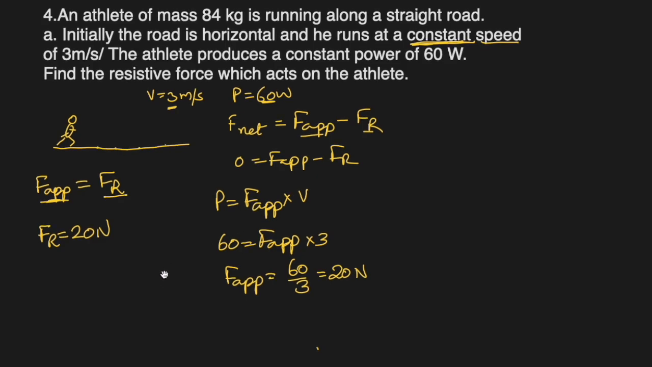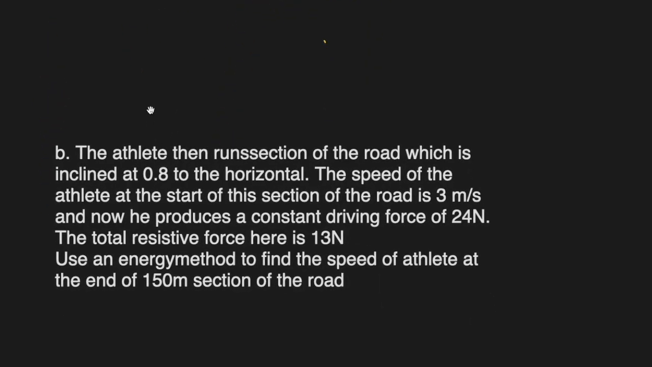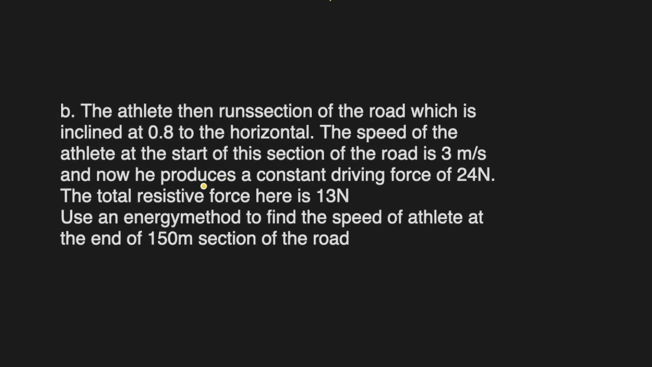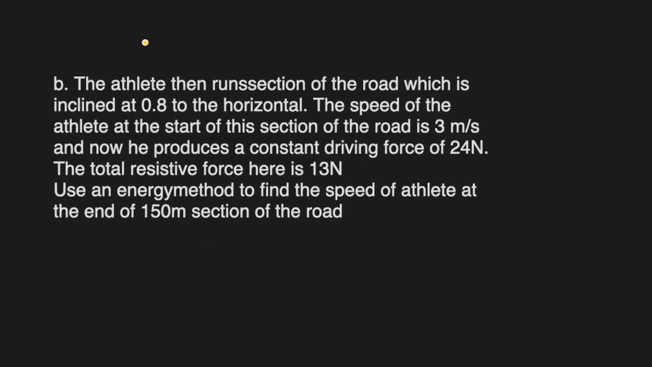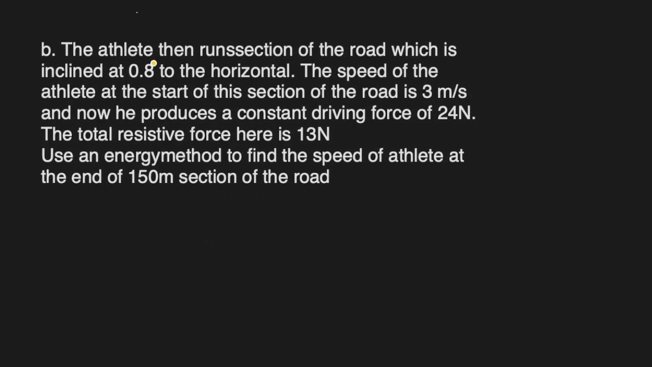Okay, what next? The athlete then runs a section of a road which is inclined at 0.8 degrees to the horizontal. Okay, let me write degrees here, and runs a section of 150 meter. The length of that section is 150 meter, which I forgot to write here. So he was coming like this, and then he starts climbing on the section which is 0.8 degrees to the horizontal. It is looking like much more than 0.8, but for the simplicity's sake, I've done it this way.